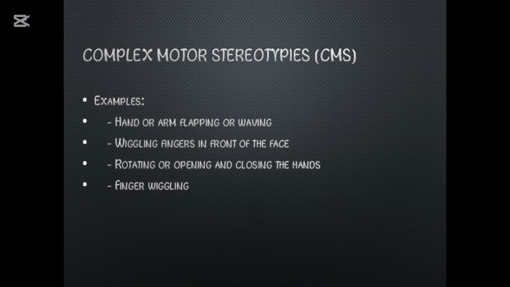Now, the next one is complex motor stereotypies. They often appear in the first 3 years of a child's life and persist. Movements are often accompanied by mouth opening or head posturing. Examples include head or arm flapping or waving, wiggling fingers in front of the face, rotating or opening and closing the hands, and finger wiggling.